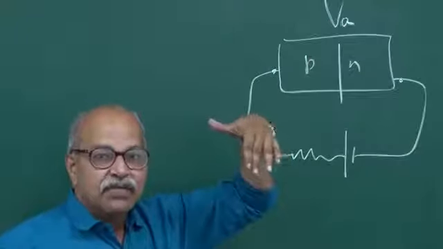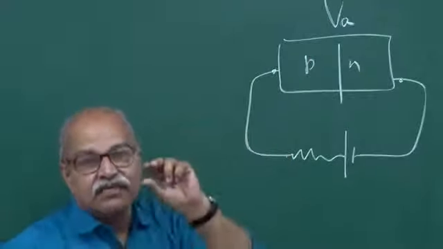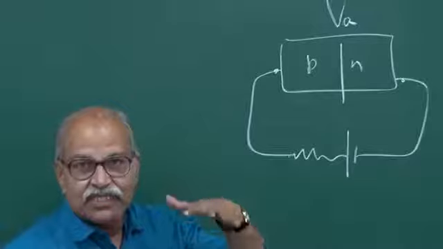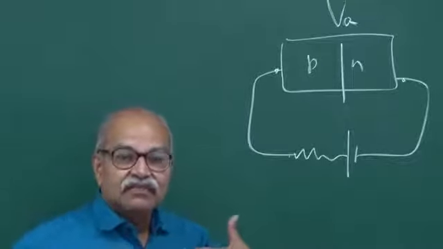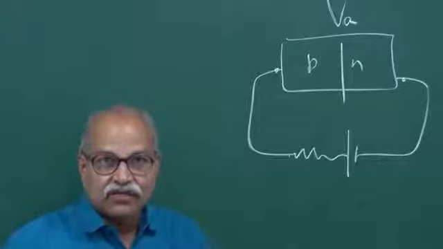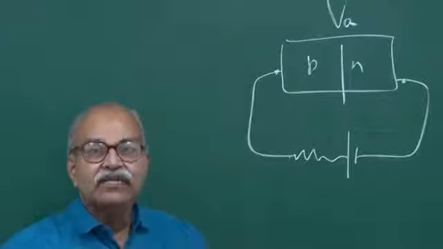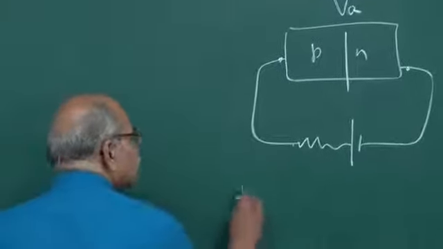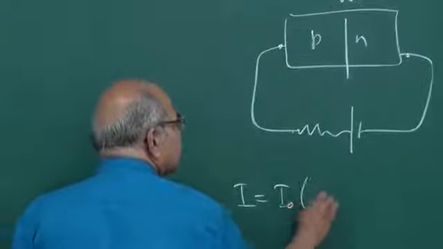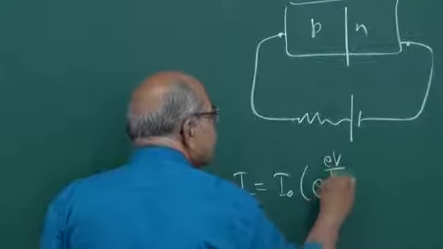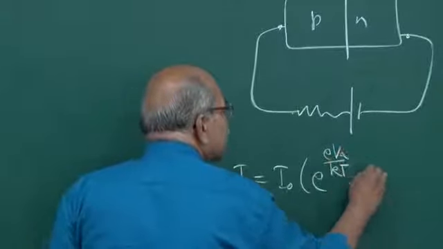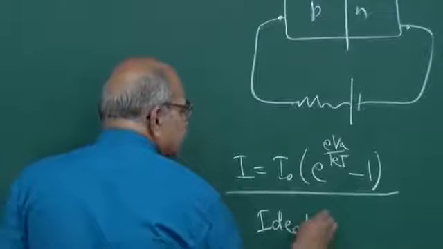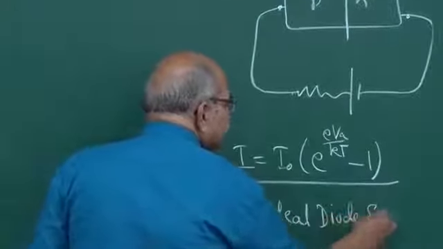And if this applied potential, or that reduction in potential barrier, is small as compared to the original potential barrier, then the extra majority carriers which can diffuse, that number goes up exponentially, and then we have this equation: I equals I naught e to the power eV over kT, where V is what we applied, minus 1. This is known as the ideal diode equation.